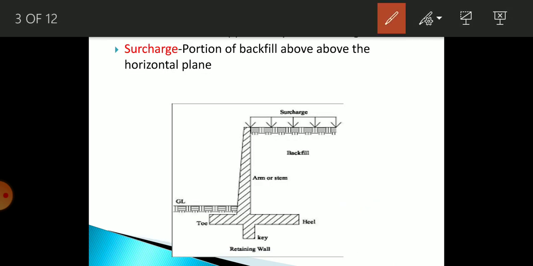In this diagram this UDL is applied. This UDL may be due to traffic load, and that UDL is also called surcharge. That means anything above this horizontal plane is called surcharge, and below this horizontal plane is called backfill.